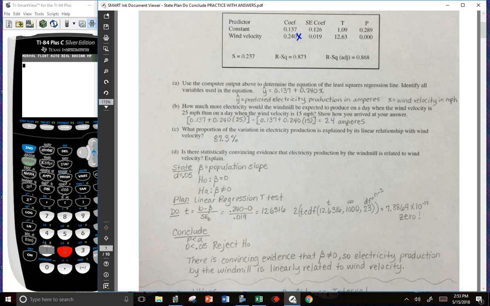Use your units. Okay? What proportion of the variation in electricity production is explained by its linear relationship with wind velocity? So what variable goes with variation? Okay, standard deviation and variance have a good relationship. Standard deviation squared is your variance, right? And the standard deviation is the square root of the variance. Yes? But that's not what that word is. That word is not variance. It's variation. So no, it has nothing to do with standard deviation.